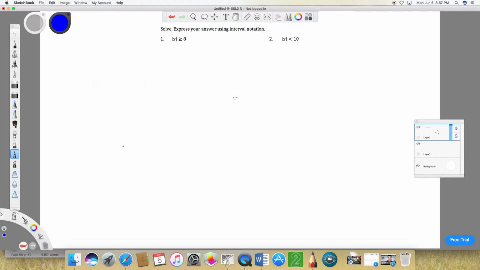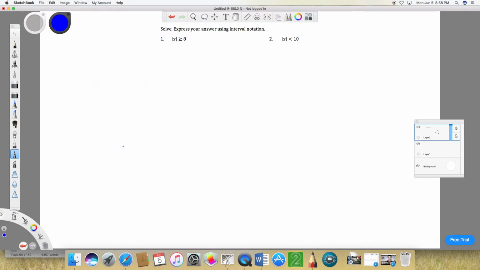Let's take a look at solving these two absolute value inequalities. These two problems represent two different cases. You notice that the arrow is pointing away from the absolute value in problem number one, and in problem two the arrow is pointing towards the absolute value. So that's going to be a critical thing that you look for when you're solving these. Get the absolute value by itself and then look at the direction of the inequality.